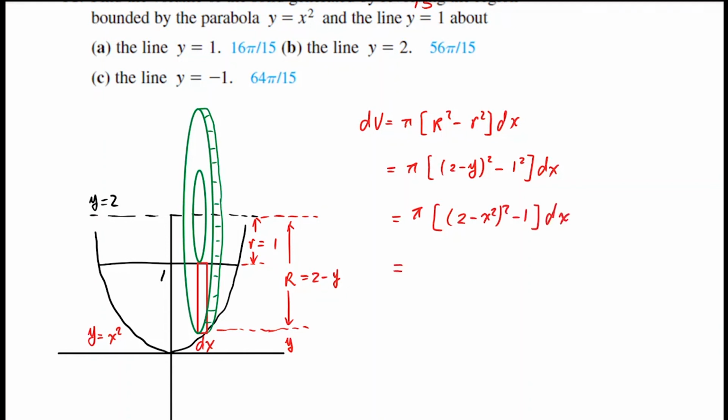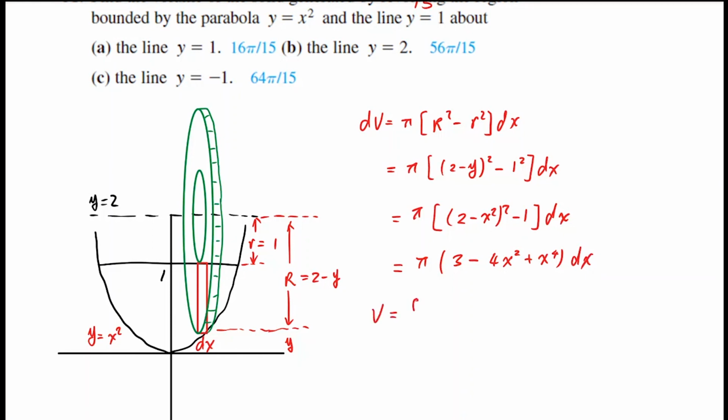Good. Now I'm going to multiply this out. So I will have 4 minus 1. So we have 3 again. Minus 4x squared plus x to the fourth. Y'all with me? Okay, so let's integrate it.